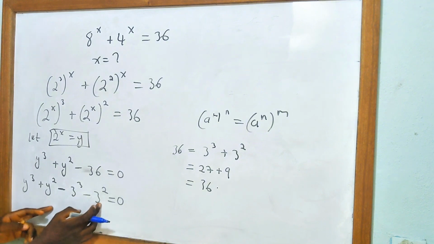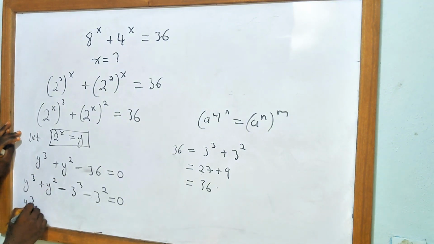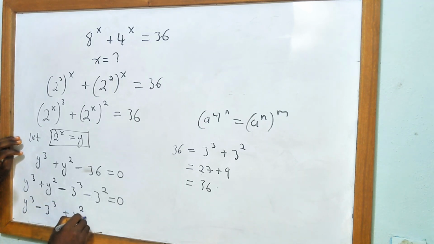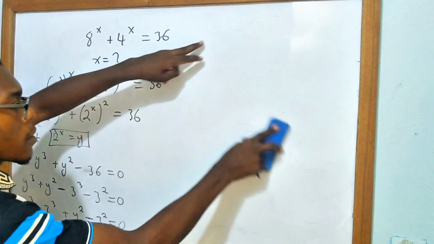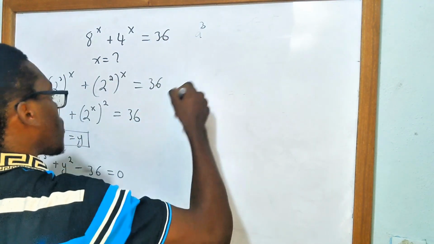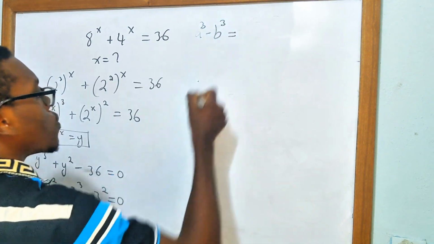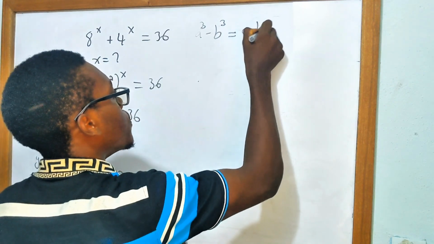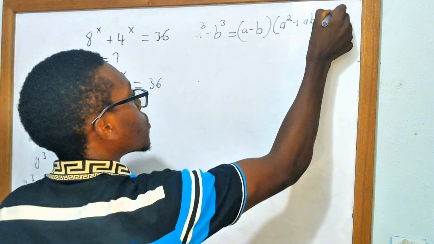We can combine the cube and the square together. That's the second method. You have y cubed minus 3 cubed, plus y squared minus 3 squared. Let's do something magical. We know that a cubed minus b cubed is equal to a minus b times a squared plus ab plus b squared.